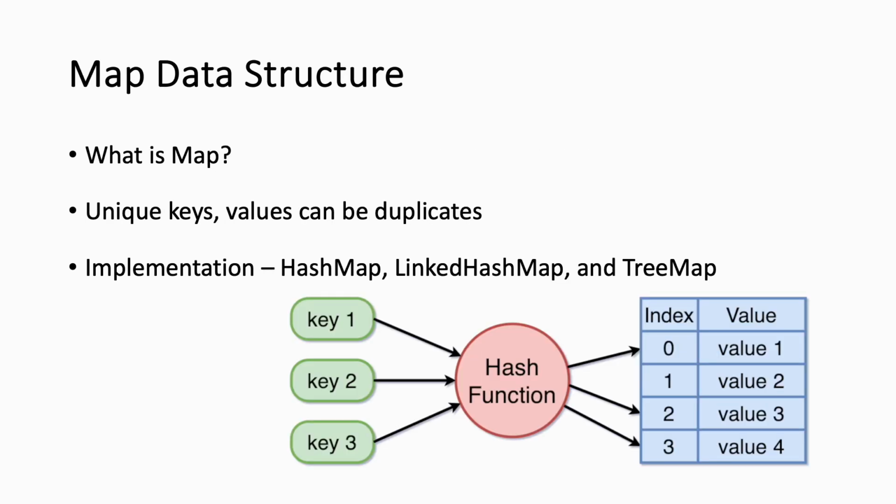Now that we understand what a key value pair is and its use cases, let us discuss the data structure implementation of map in Java. A map data structure consists of unique keys with corresponding values that can be duplicated. Common implementations include hash map, linked hash map, and tree map, each with specific features tailored to the use cases. As shown in the figure, each key is hashed using a hash function to get the value stored corresponding to that key.